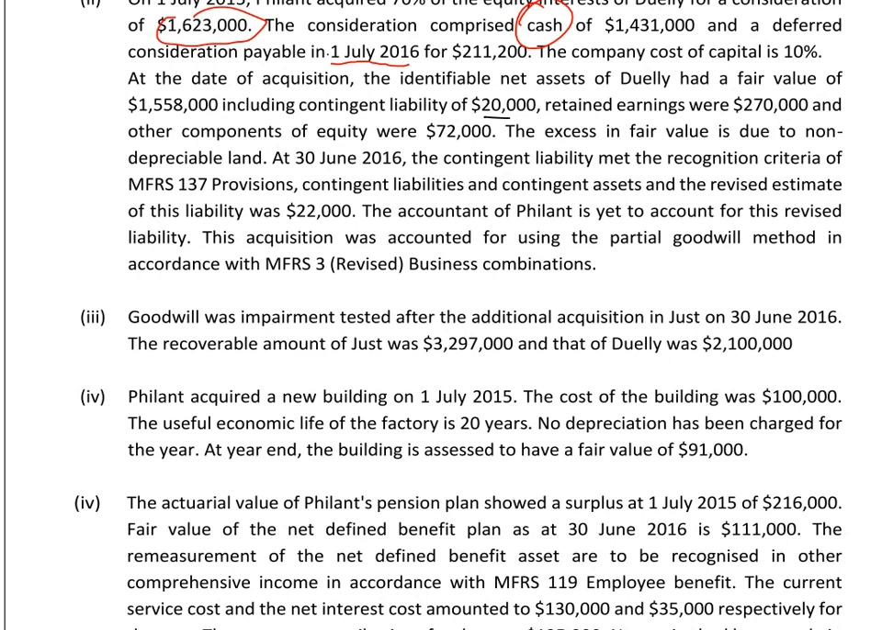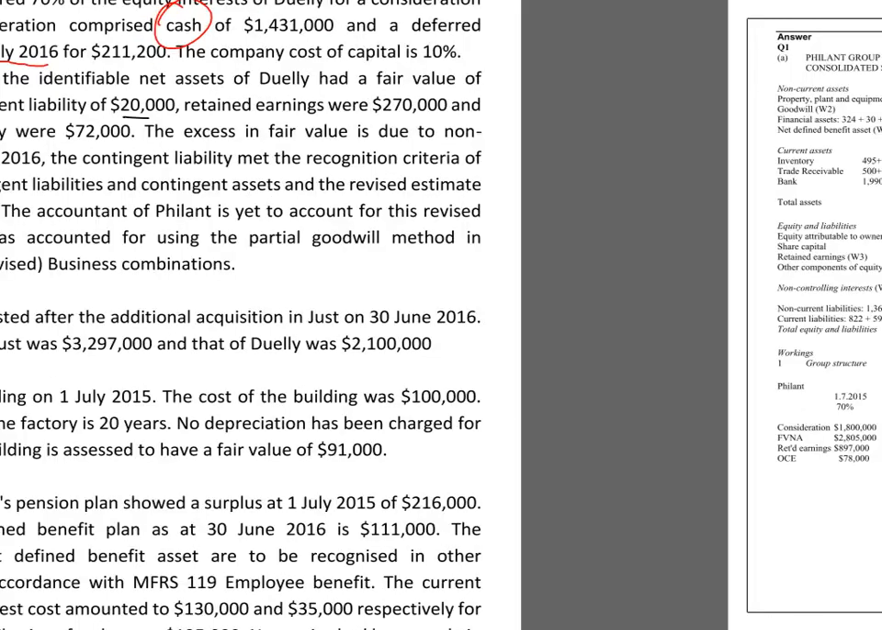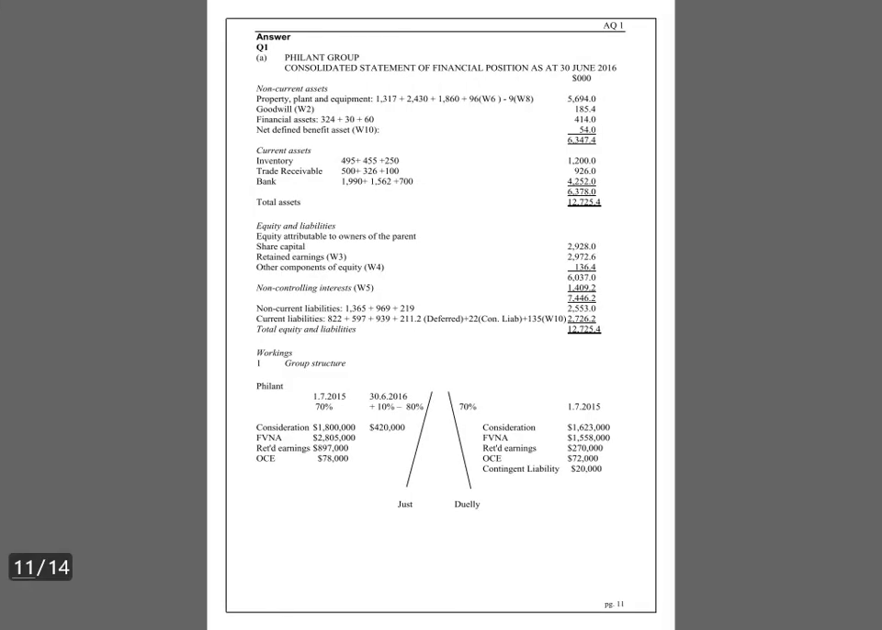We have unwinding of the discount, 19.2 finance cost, unwinding at 10%, so unwind 19.2. We have a contingent liability increased by 2, so we have two expenses, 19.2 and 2. It will affect our retained earnings.